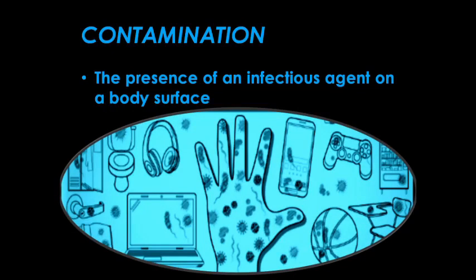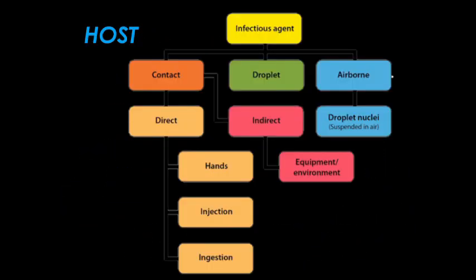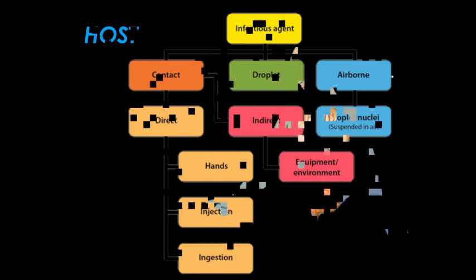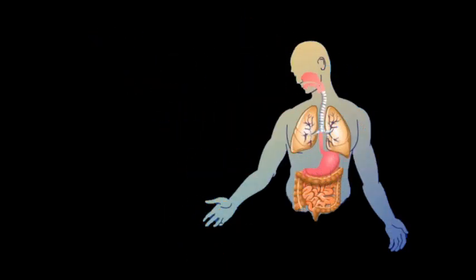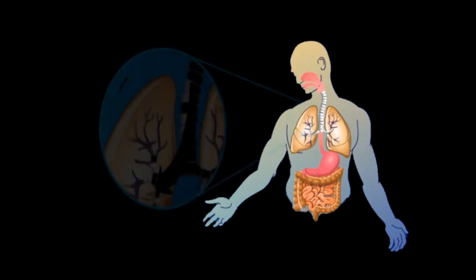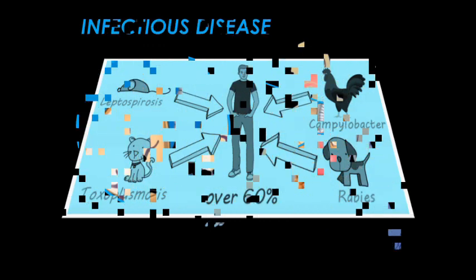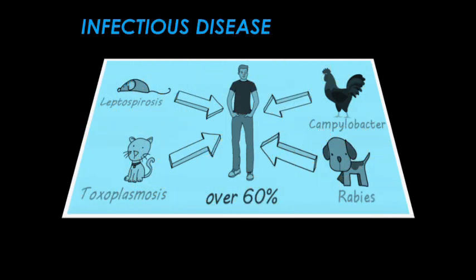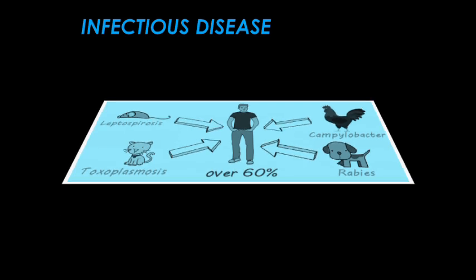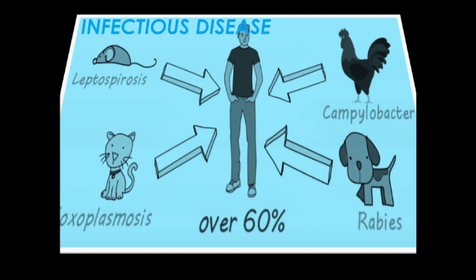What is a host? When there is lodgment of an infectious agent in a person or in living animals under natural conditions, then that person or animal is known as the host. Now the question arises, what are infectious diseases? The diseases caused due to infectious agents are called infectious diseases. Infectious diseases are usually communicable diseases.